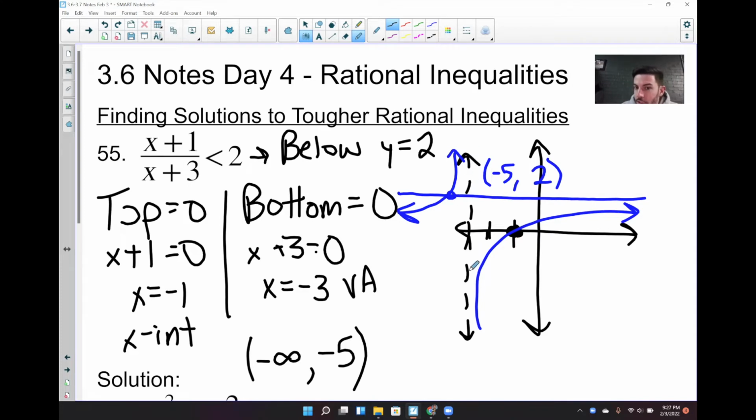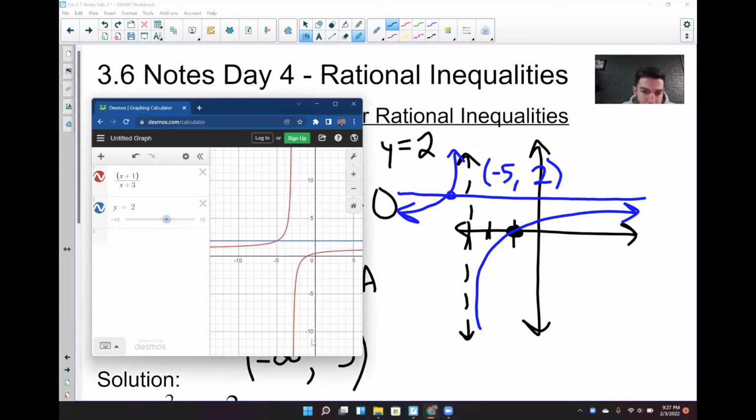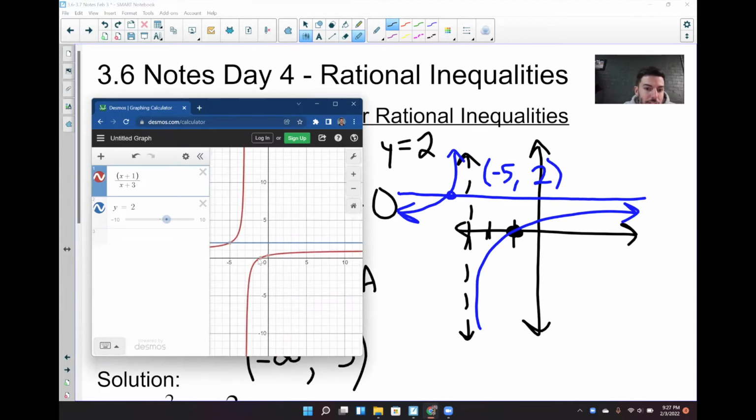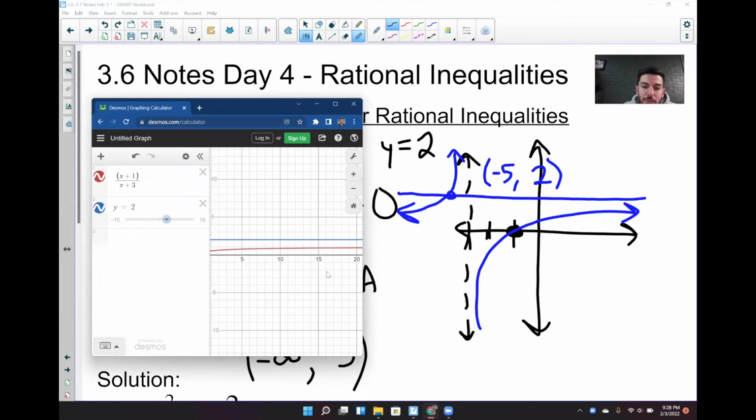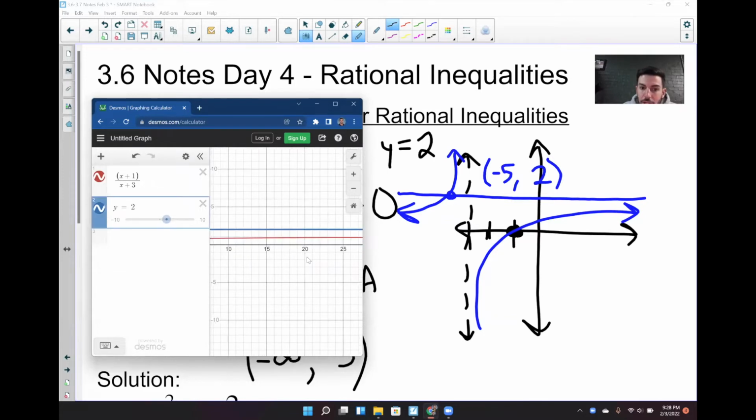And then again, I have my vertical asymptote here at -3, okay? And then once it goes to the right of that vertical asymptote, it's now below again, right? So it's below that line, and then it comes up. And again, I'm not concerned with the x-axis, right? It goes above the x-axis here at -1. But again, I'm not answering that. I'm wondering, when is it going to be below this y=2 line right here?